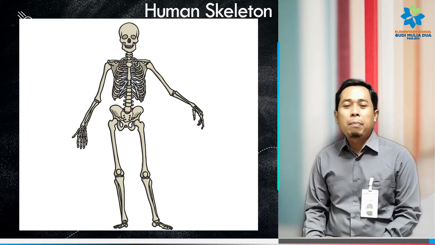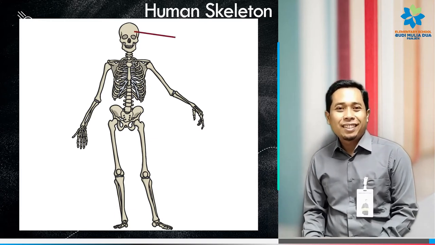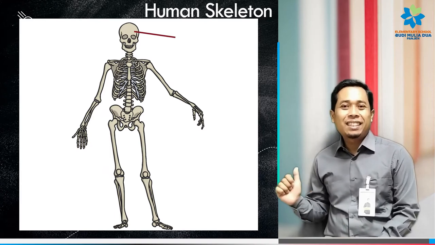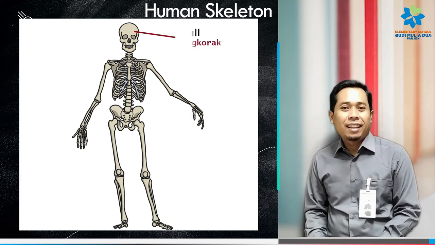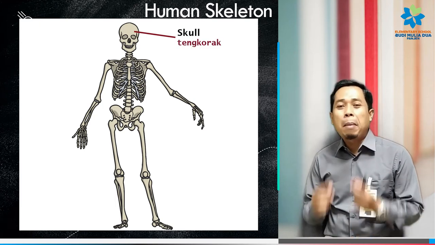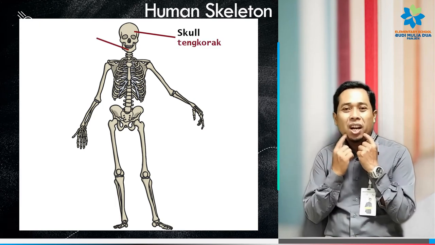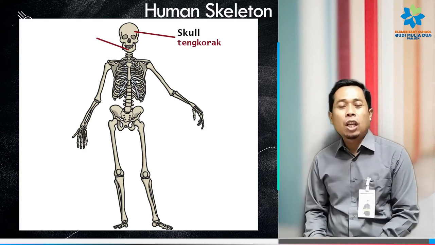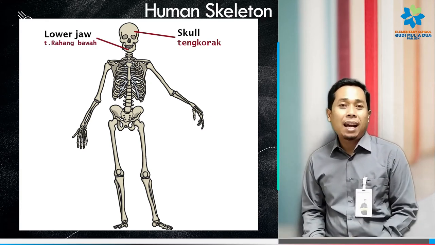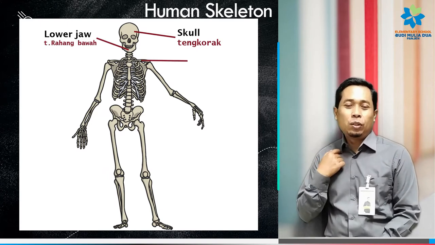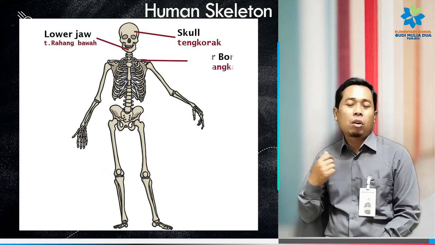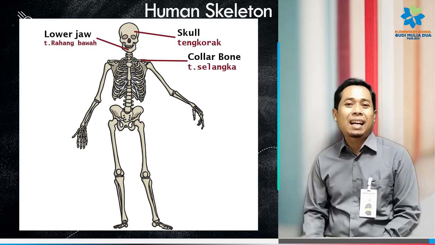Number one, do you still remember what bone is it? Yes, this is skull or tulang tengkorak. And then, what about this? Do you still remember? What does it call? This one is lower jaw or tulang rahang bawah. And then, what about this? Do you still remember? This one is collarbone or tulang selangka.